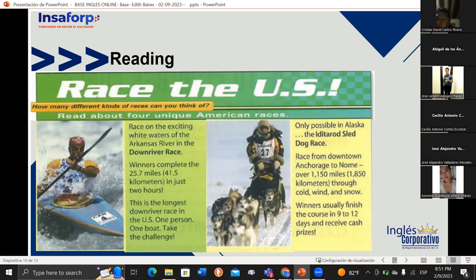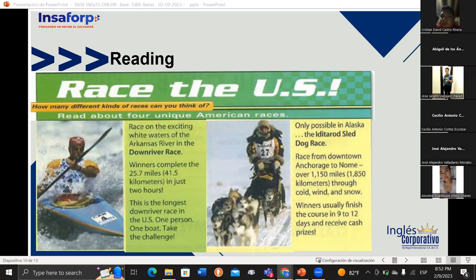Only possible in Alaska, in the right of sled dog race from downtown. No sé cómo se dice esa palabra. Anchorage. To numb over. 1,850 kilometers. How do you say that in English? 1,000. 100, 50. Miles.